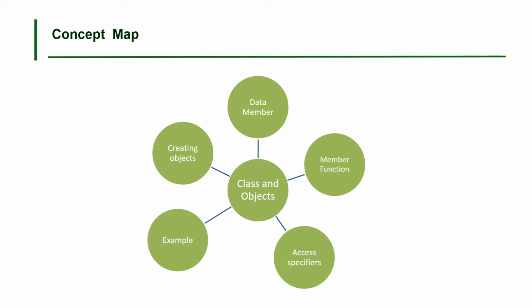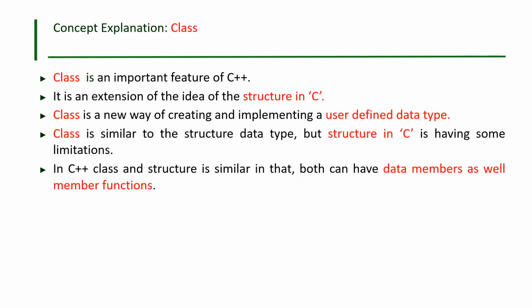So class consists of data members, member functions, access specifiers, creating objects and examples. By using all this we will develop and implement small programs. Okay, now we will see class. Now what do you mean by class? So class is nothing but an important feature of C++.